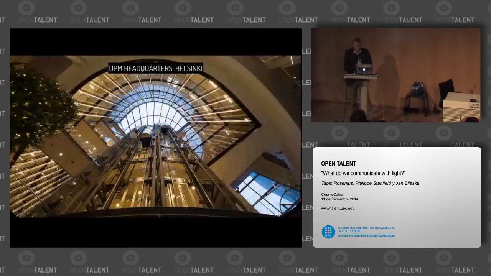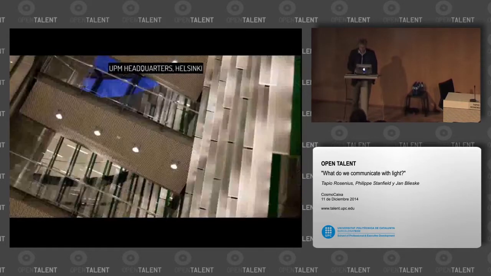A little bit more subtle example of something similar. This is a headquarter building for a company called UPM. UPM is a paper company in Finland, and we were asked to do, in this case, a light art intervention quite late in the project.